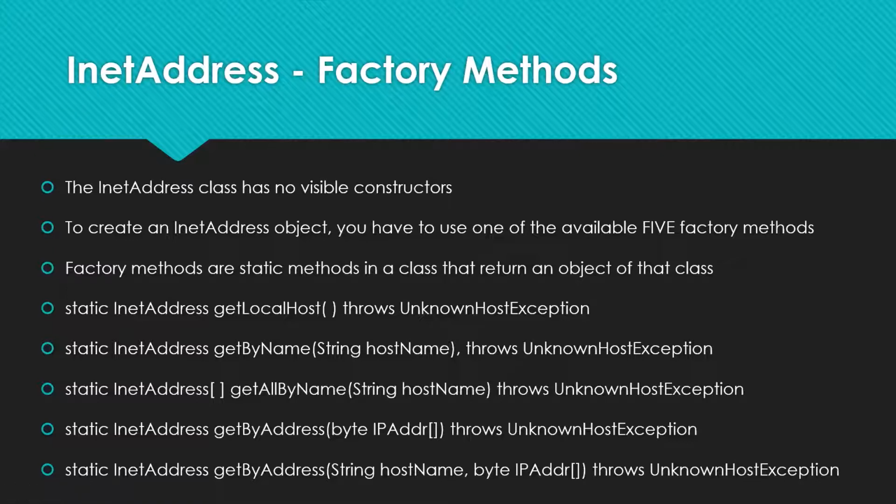Two points to remember: all these methods are static, so they should be called with the class name. And second, all these methods throw UnknownHostException if you specify a wrong host name which is not available on the internet. The return type for all these methods is an InetAddress class object. So this InetAddress class object has two things. One is the IP address and second is the host name.